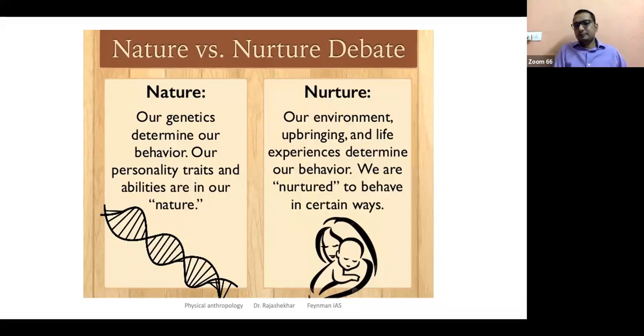So people who support nature believe that the characteristics that we have are because of our DNA or our genes. Whereas people who support the concept of nurture believe that our upbringing, our experiences determine who we are. So we are nurtured to become so and so. Correct? So write a few ideas on the debate of nature and nurture. In case you get a question on the nature and nurture debate, you should be able to write and explain what it is and how people think differently in support of the nature and nurture concepts.